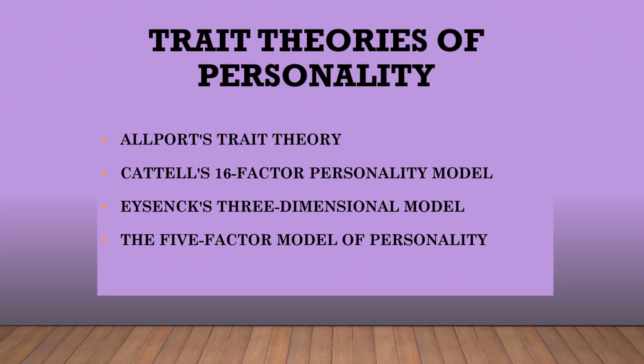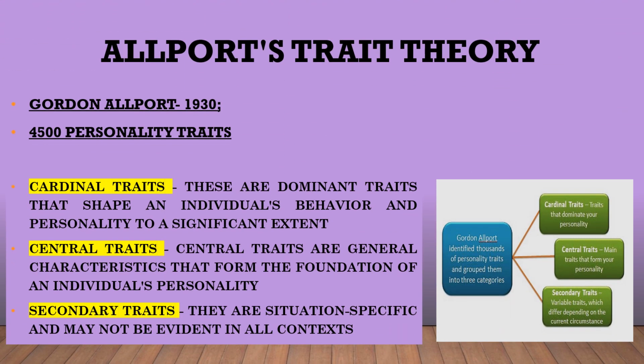Trait theories of personality. There are four trait theories of personality: Allport's trait theory, Cattell's 16-factor personality model, Eysenck's 3-dimensional model, and the 5-factor model of personality. Let's see each of these in detail. First one, Allport's trait theory. It is also known as the trait theory of leadership.